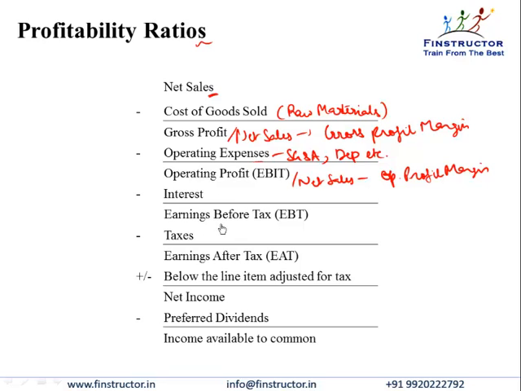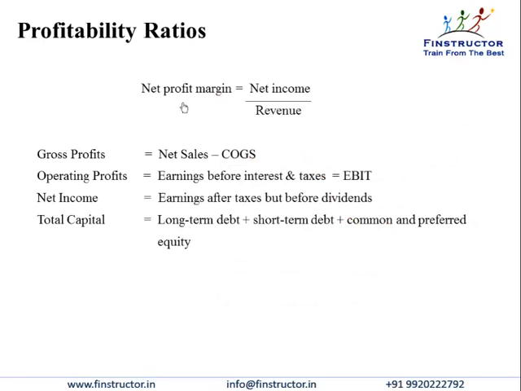Minus interest gives me earnings before tax, and the PBT margin once I divide it by the net sales. Minus taxes will give me the earnings after tax, or the income from continuing operations. Any extraordinary items are reported below the line adjusted for tax, giving me the net income, and net income upon the net sales gives me the net income margin, or the net profit margin. So net profit margin is net income upon revenue, as we studied.